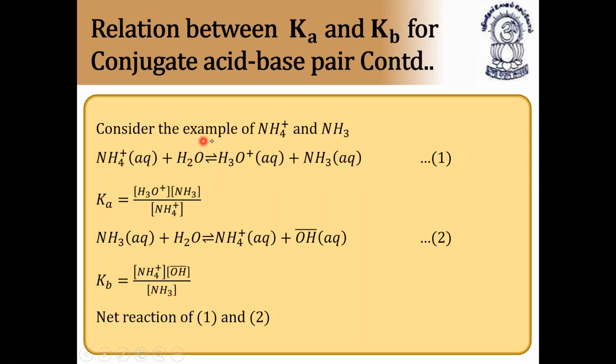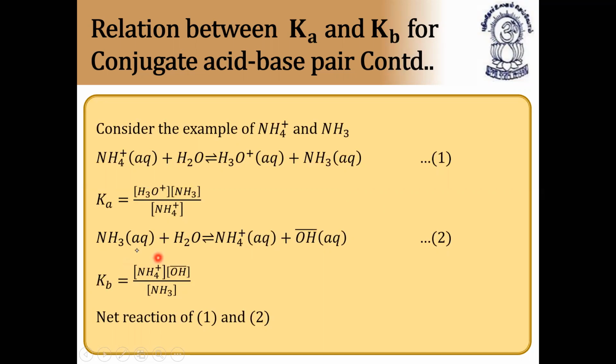Consider the example of ammonium ion and ammonia. Ammonium ion, when dissolved in water, forms H3O plus and ammonia. So Ka is equal to the concentration of H3O plus into ammonia by ammonium ions, because Ka is nothing but the forward reaction. In the forward reaction, H3O plus and ammonia are the products, so it is the concentration of products by the concentration of reactant. The concentration of water is taken as unity, so that's why I have not mentioned water here.